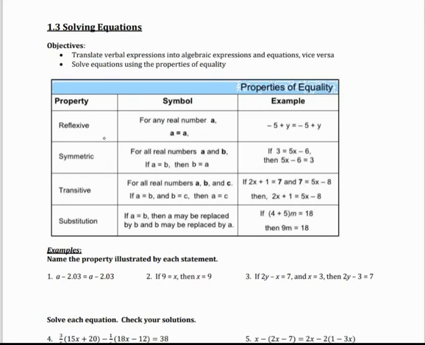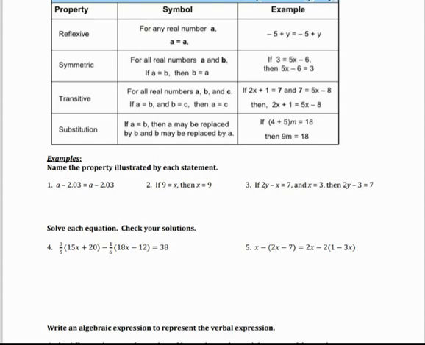So we have our reflexive property, straightforward. What you have equals what you have. Symmetric property is where we flip-flop. Transitive property deals with three quantities. So if A equals B and B equals C, then the first and third will equal each other. Okay. Substitution, we use quite frequently. If X equals 2, then wherever I see a 2, I can throw an X. So let's name some properties and then let's solve an equation together.